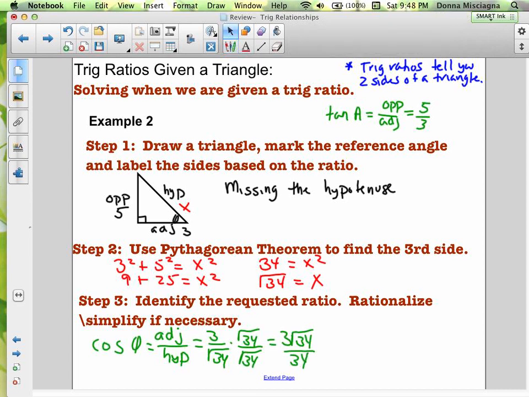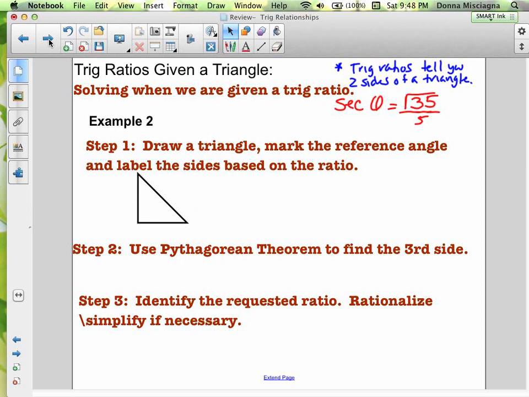Right? It's really not too hard to rationalize, because when you're dealing with square roots, you've got the square root of 34 times the square root of 34. You've got 2 that match. 1 comes out, 1 goes away. You just have 34. All right, let's do one more.